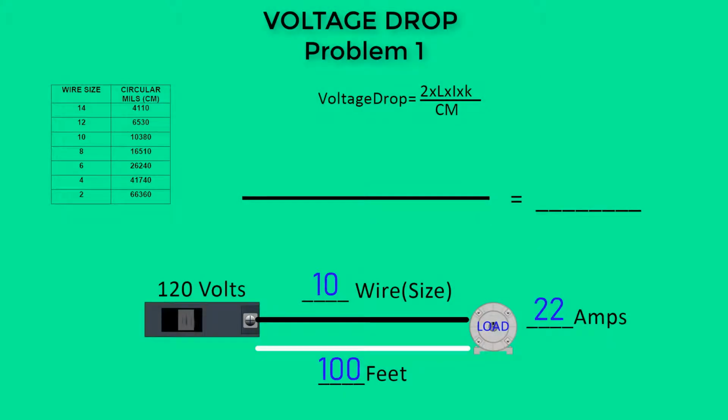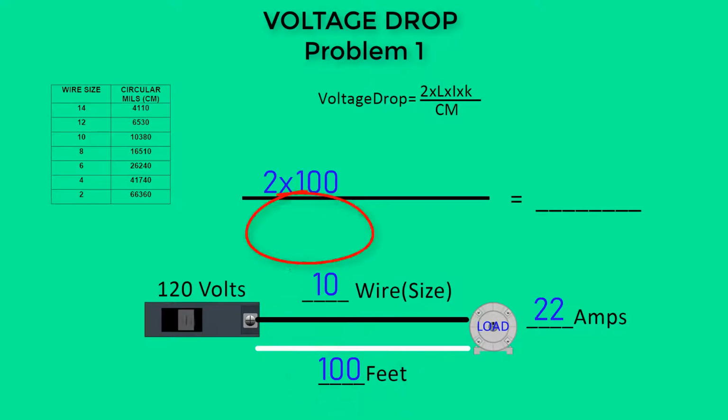Let's solve for the voltage dropped in the conductors in the example shown. The supply voltage is 120 volts. The distance between the power supply and the load is 100 feet. The current of the load is 22 amps. The load is supplied with a number 10 wire.